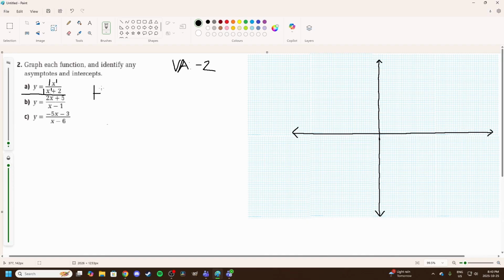So for HA, x to the power 1 over x to the power 1. Now, since their leading coefficients are 1 and 1, this becomes 1 over 1, which means our horizontal asymptote is found at y equals 1. Okay, so I'll also write that down. Now we have our vertical and horizontal asymptote.